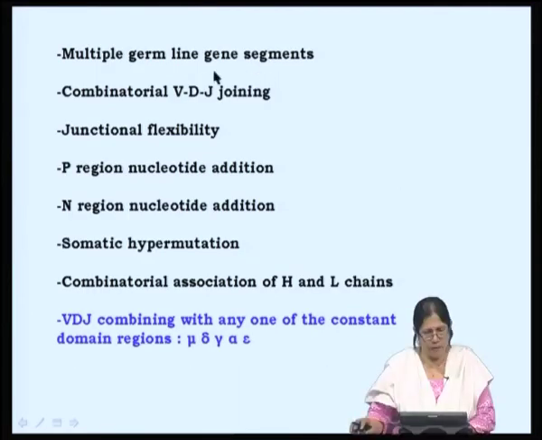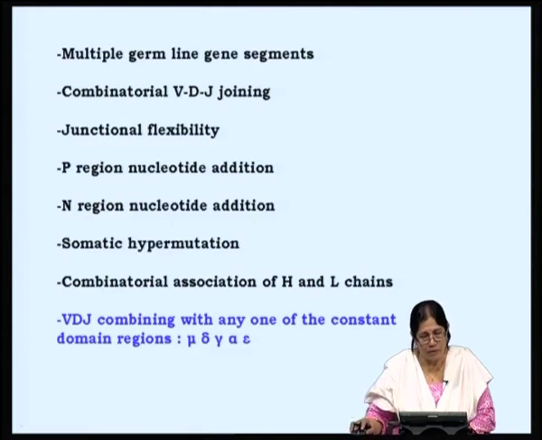Now, let us go over this whole mechanism of the establishment of diversity in the immunoglobulin gene. It is because of multiple germline gene segments, combinatorial VDJ joining, combinatorial association of heavy and light chain, junctional flexibility, addition of P region nucleotide, addition of N region nucleotide, and somatic hypermutation.